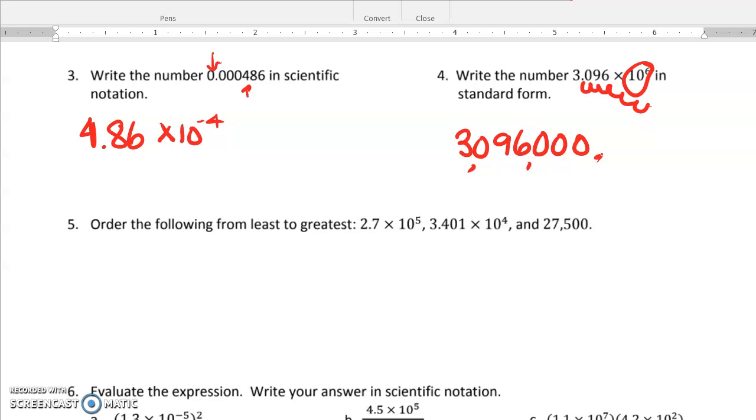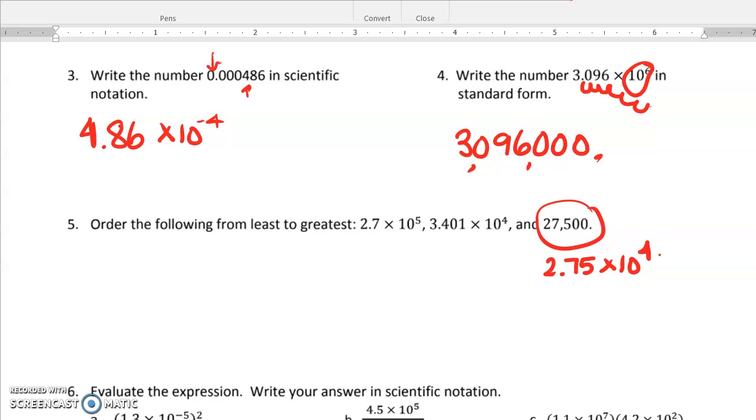In number 5, it wants us to order them from least to greatest. So, what's going to help you here is to write this number in scientific notation. If we write this in scientific notation, we know it's going to be a 2.75 because the decimal has to go after the first non-zero number, which is 2. To get from this new position back to our original decimal at the end of the number, we have to move that decimal 4 places to the right, so times 10 to the 4.